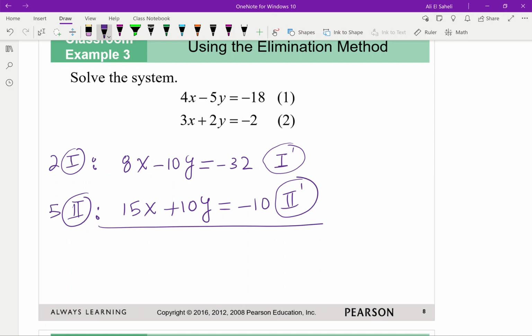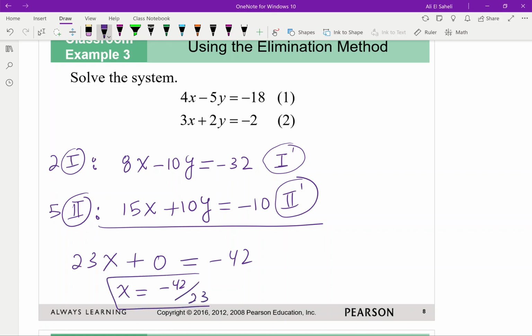15x plus 8x is 23x, plus minus 10y plus 10y is 0, minus 32 plus minus 10 is minus 42. So x is minus 42 over 23. We use equation 2 to find y.